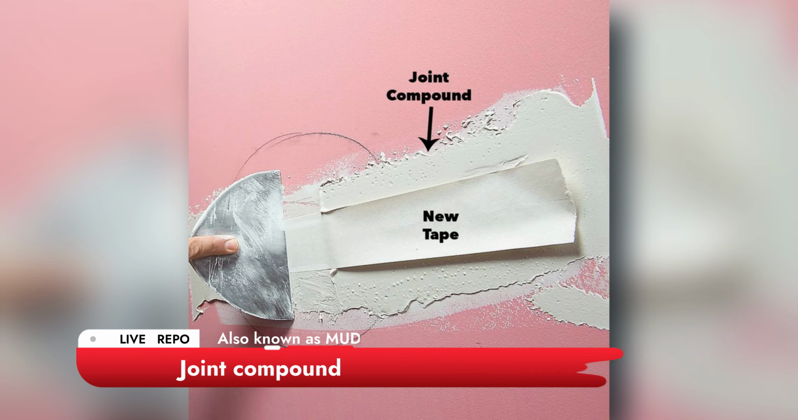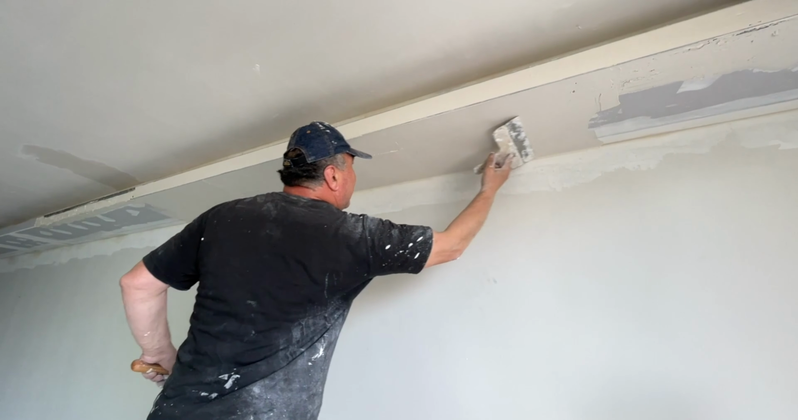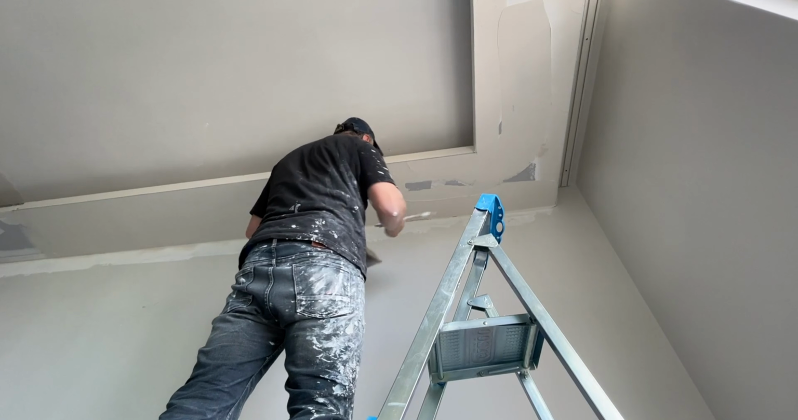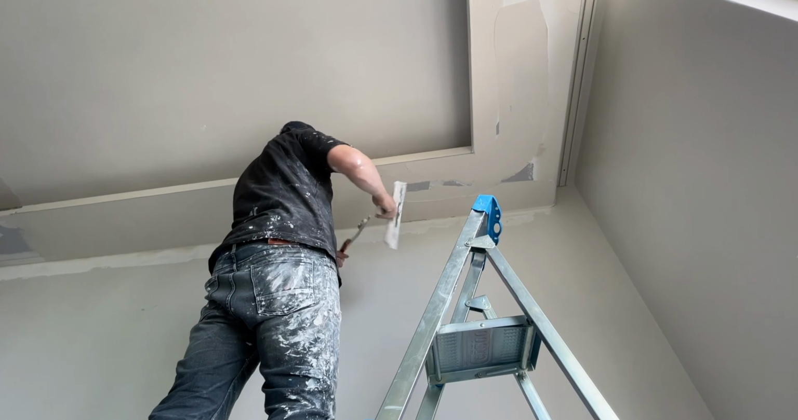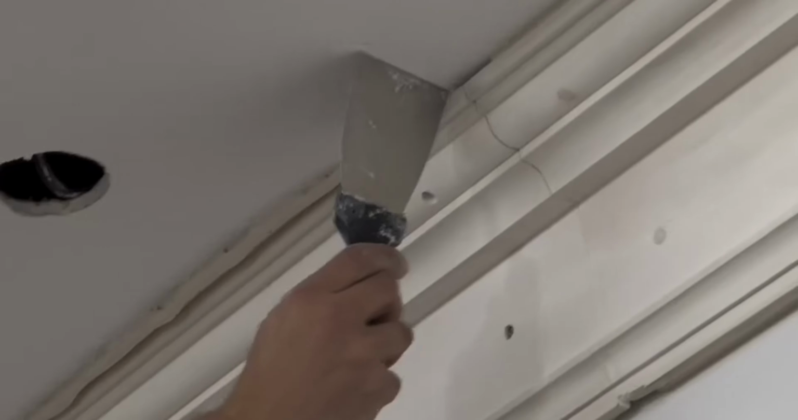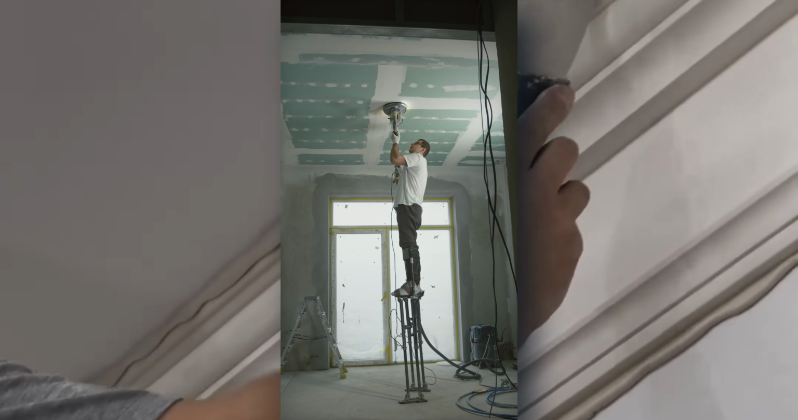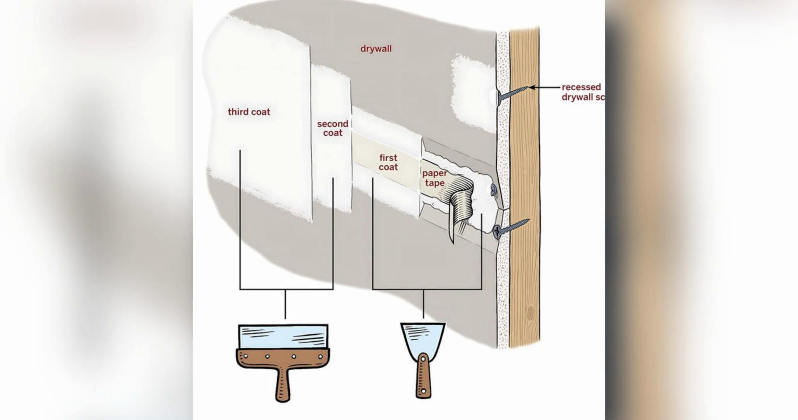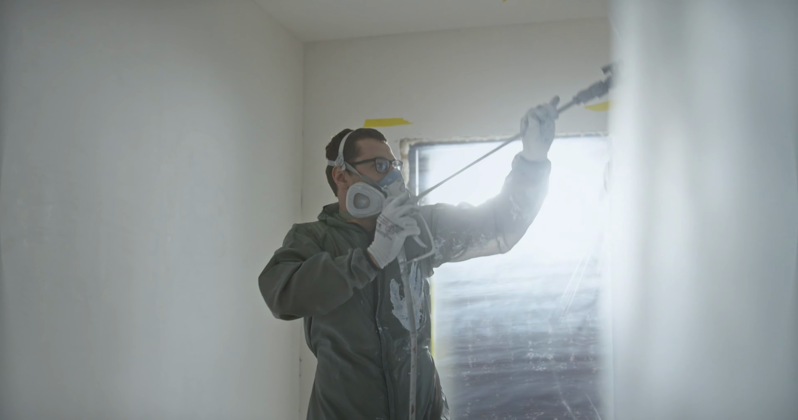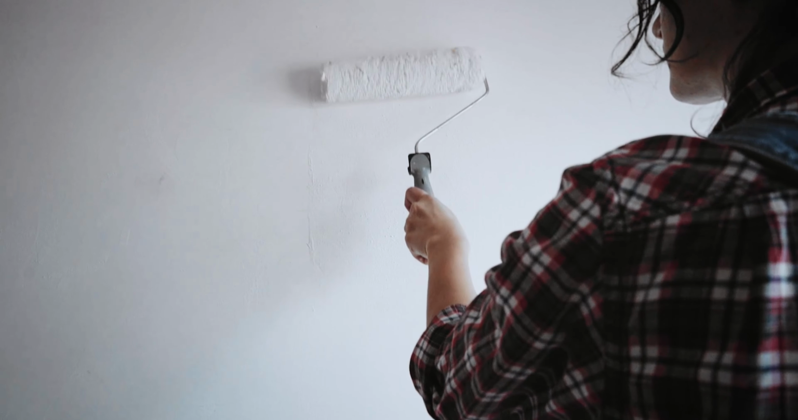Joint compound, often called mud, is used to hide joints, screws, and imperfections. This is what transforms drywall from individual sheets into one smooth continuous wall. The process usually involves multiple coats. Each coat becomes wider and smoother than the previous one. After sanding and painting, the joints become nearly invisible.